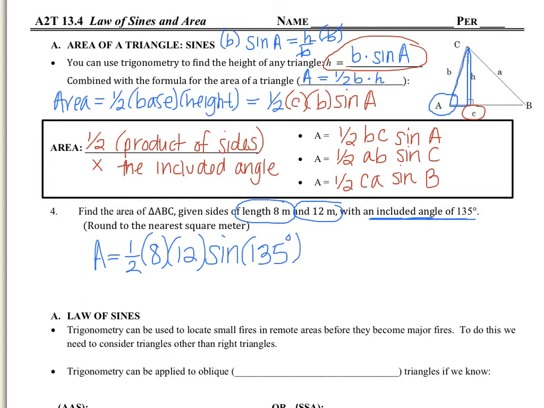Okay. So if I multiply this out, I get 48 times 1 over root 2. Remember, that's the sine of 135 degrees. So I do 48 divided by the square root of 2. And we get that the area is equal to about 33.9 meters squared.